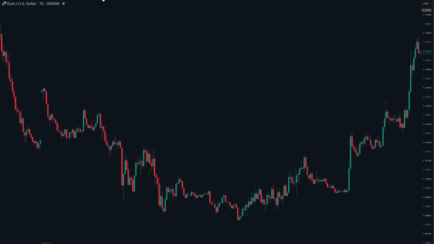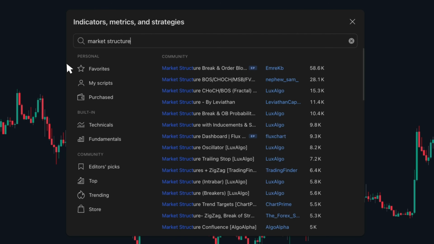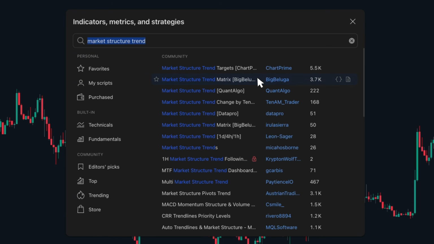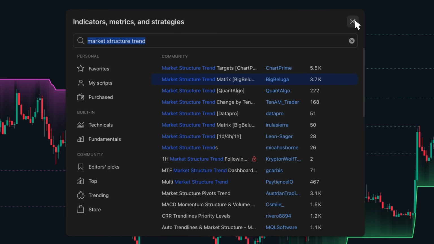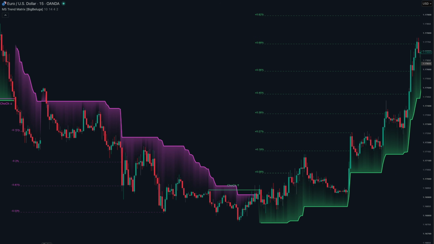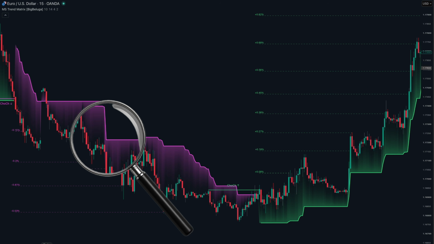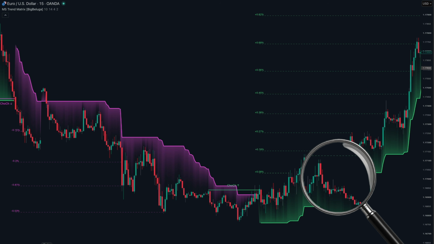Open the Indicators menu, search for Market Structure Trend Matrix, and select the version by BigBeluga. I'm keeping the settings at default, so your chart should look like this. Let's look at the first thing it gives you, the buy and sell signals.